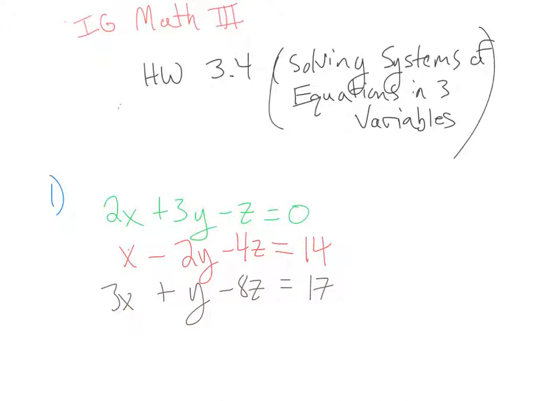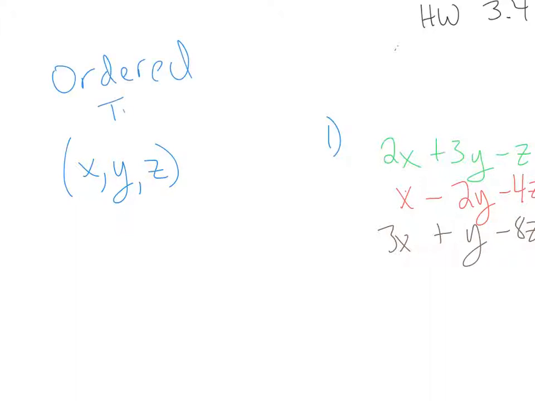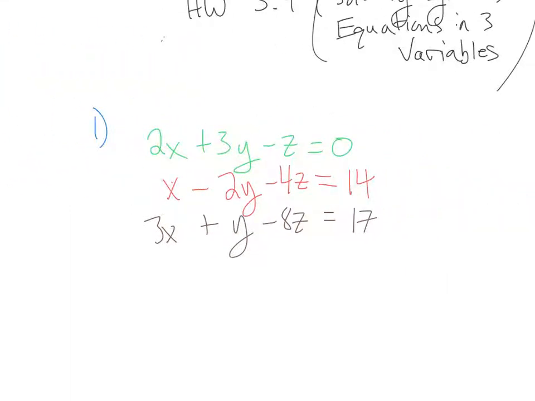Once again, just a quick reminder, our solution should come in the form of an ordered triple. So we need a value of x, a value of y, and a value of z, where these planes intersect. And the way that we can do that, I'll go through problem number 1 from your homework assignment.